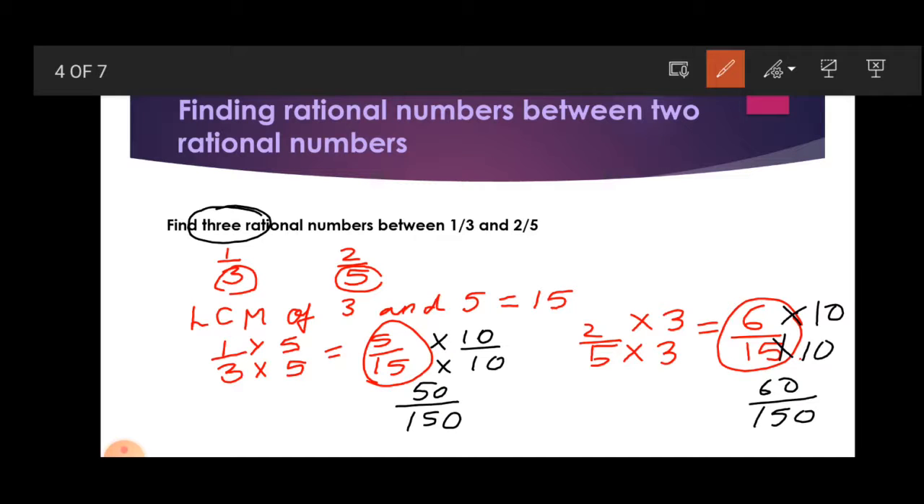So, three rational numbers between 50 by 150 and 60 by 150 are 51 by 150, 52 by 150, 53 by 150. You can find up to 60 by 150: 54 by 150, 55 by 150, 56 by 150, up to 60 by 150.